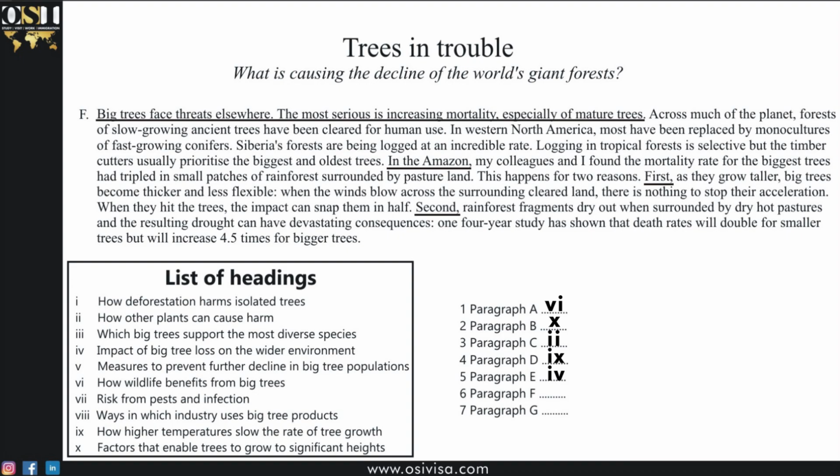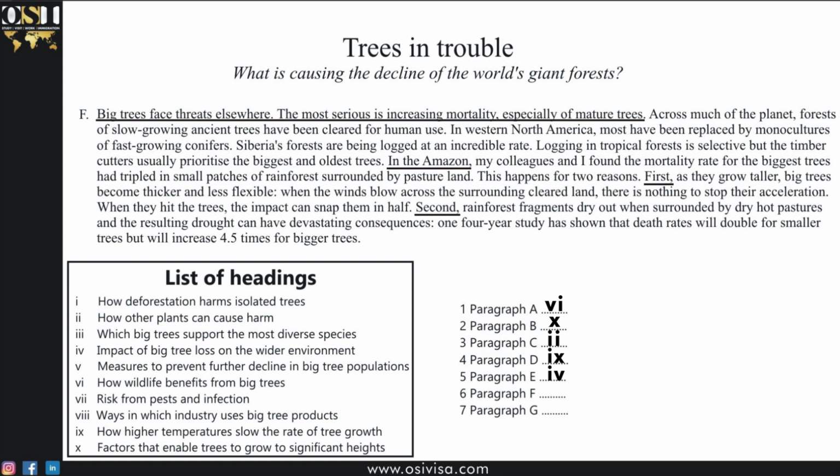It starts with a linker. As you can see, the sentence is highlighted. It starts with second. So if there is a linker that says second, there has to be a linker that says first as well. But anyways, we'll first read this one. Second, rainforest fragments dry out when surrounded by dry, hot pastures, and the resulting drought can have devastating consequences.